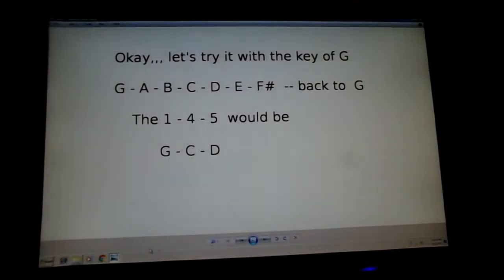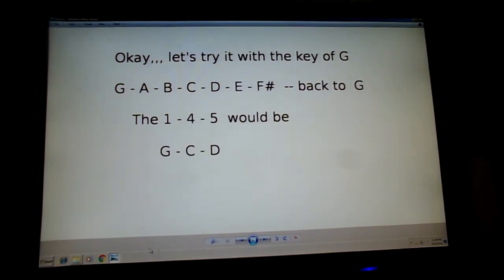Okay, now we looked at it in the A. Let's look at it in the G. The G is the same thing. When we sit down and figure out all the notes of that key, we find that's G, A, B, the jump there to C, then C to D, E, and that last one is F sharp, and then we go back to G.